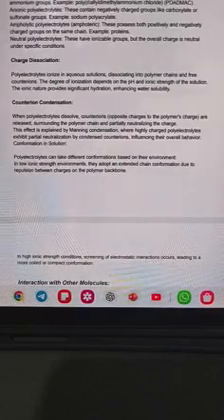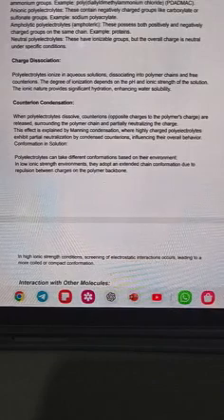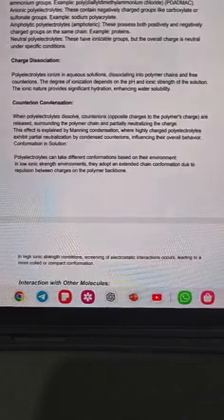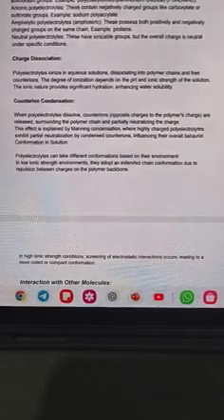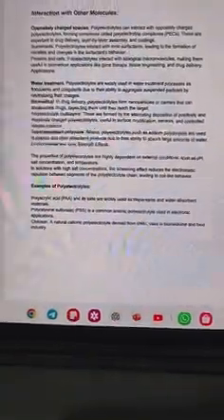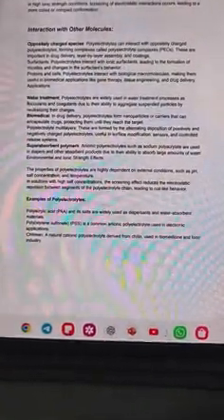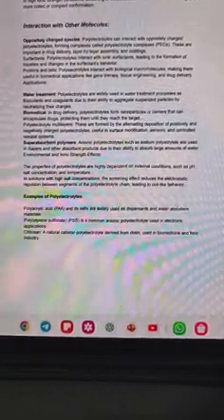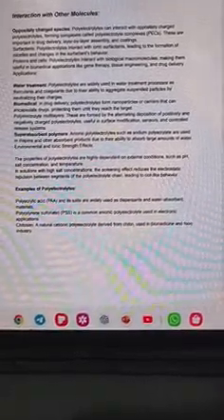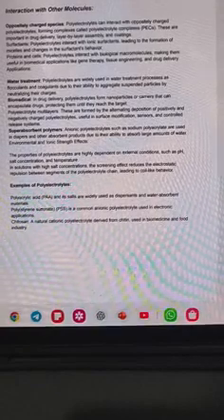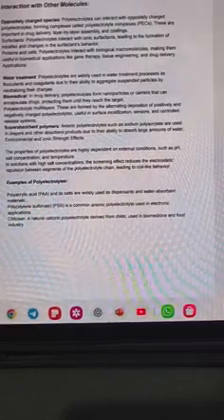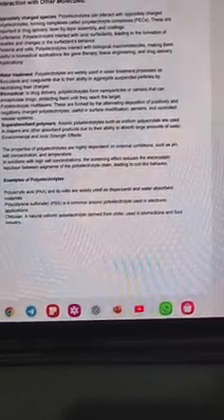In low ionic strength environments, they adopt an extended chain conformation due to repulsion between charges on the polymer backbone. There are some other important interactions with other molecules. First, oppositely charged species. Polyelectrolytes can interact with oppositely charged polyelectrolytes, forming complexes called polyelectrolyte complexes. These are important in drug delivery, layer by layer assembly, and coating.